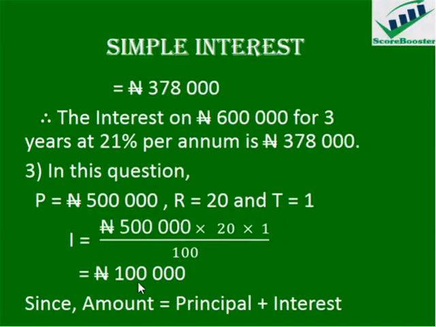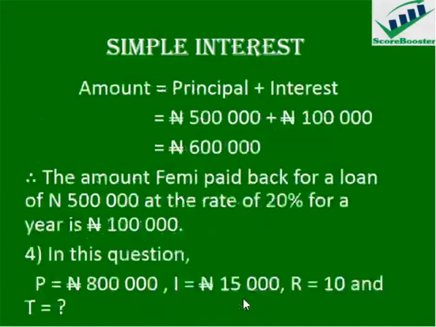So we have to calculate the amount he's going to pay back. And I told you he's going to pay back the principal plus the interest. So amount to pay back will be the principal plus interest. And the principal is 500,000 plus the interest, which is 100,000. 500,000 plus 100,000 is going to give 600,000. Therefore, the amount Femi paid back for a loan of 500,000 naira at the rate of 20% is 600,000 naira, and that solves the third question.